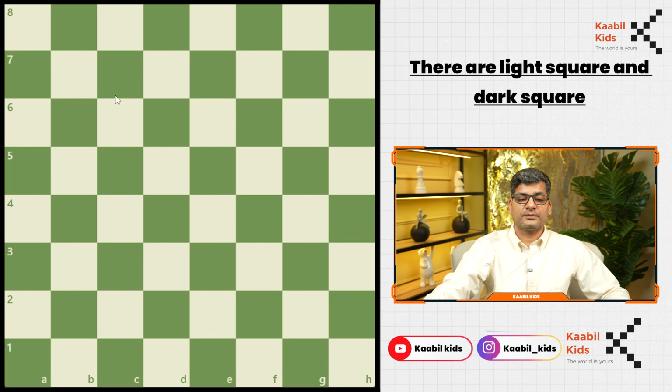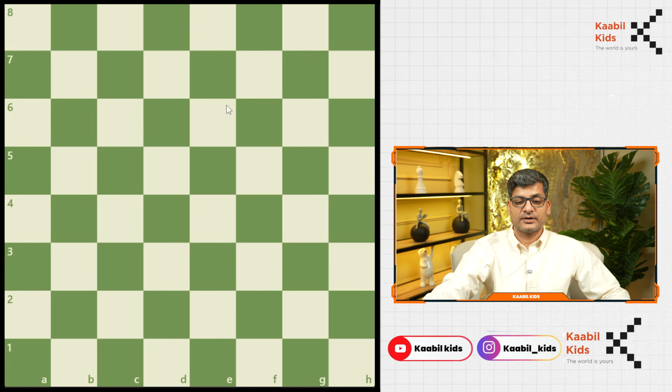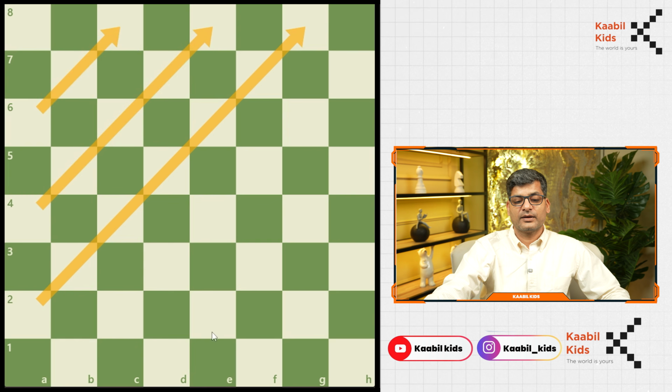So there are light squares and there are dark squares. So generally, I have seen a lot of kids and a lot of chess players, they say white squares and black squares. So when it comes to the chess terminology, it is always dark square and light square. Now, these are the light squares. If you see, these are the light squares. All right. And these are the dark squares. The ones which are darker, these are the dark squares.